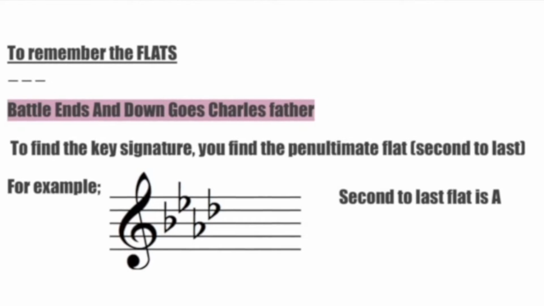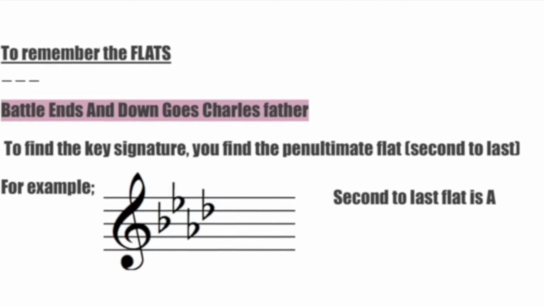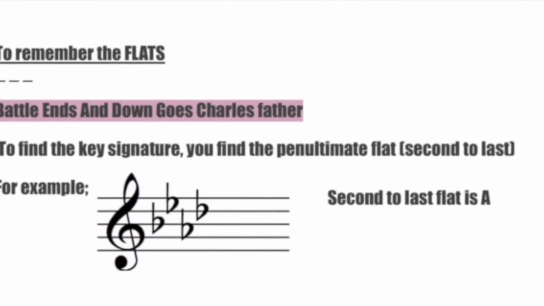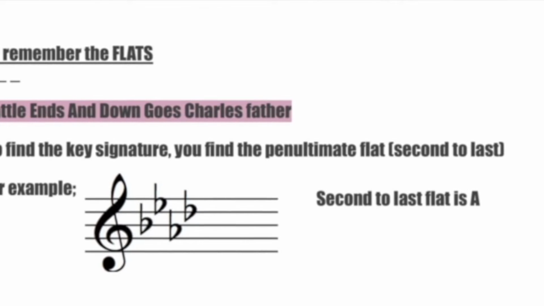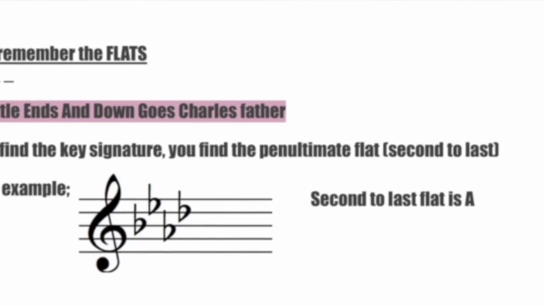To remember the order of the flats, you use the same acronym that you use to find the sharps, but in reverse. So instead, it's battle ends and down goes Charles's father. To then find the key signature, you find the penultimate flat, or in other words, the second to last, and that is your key signature.